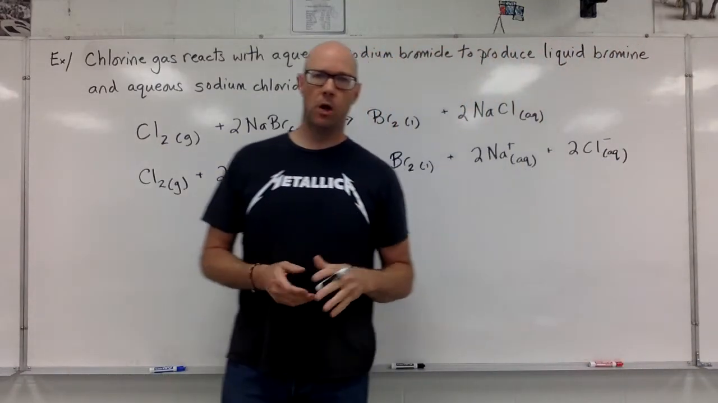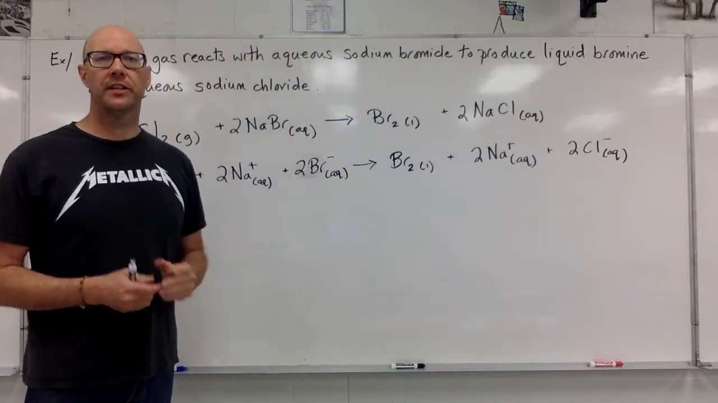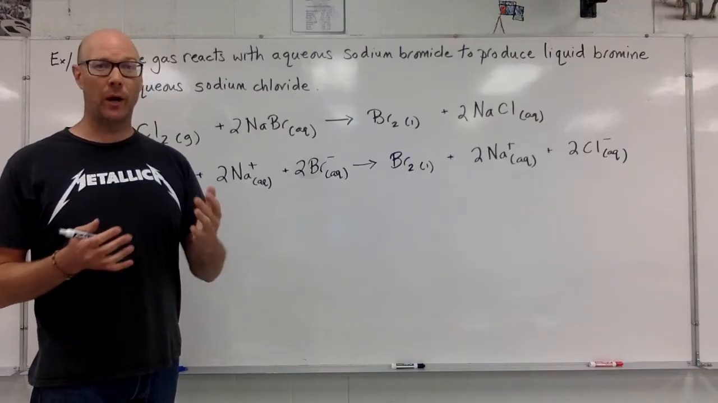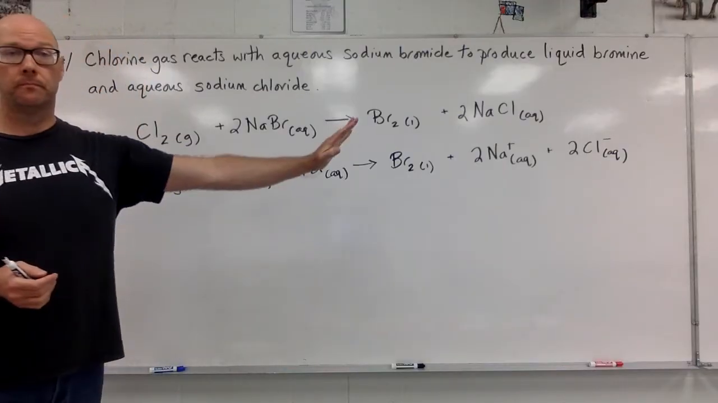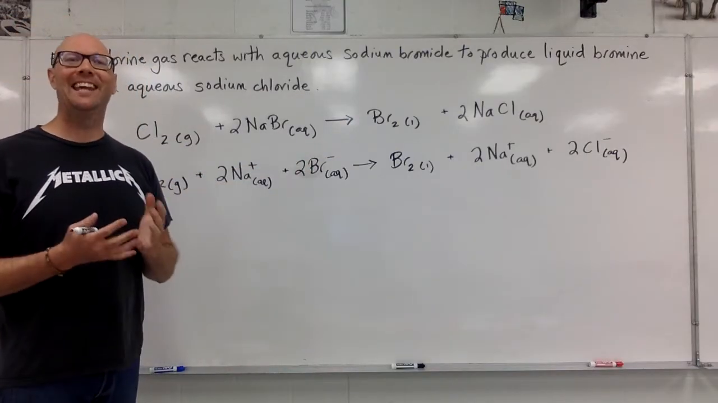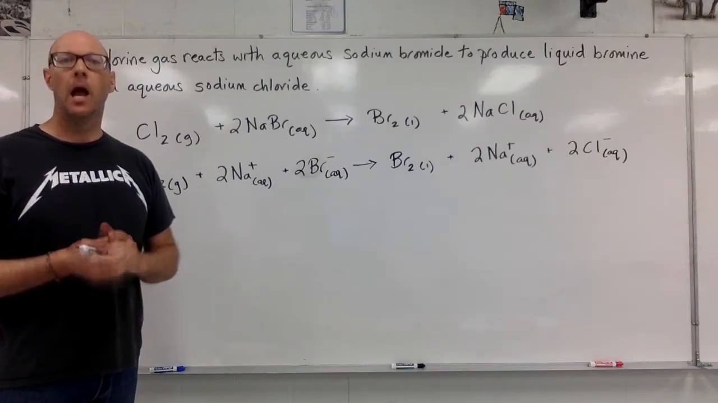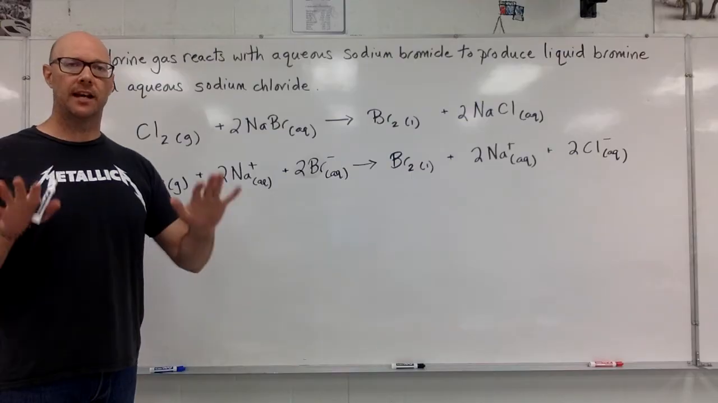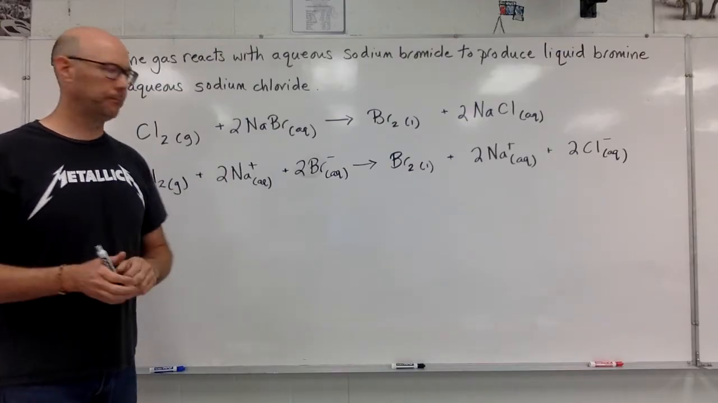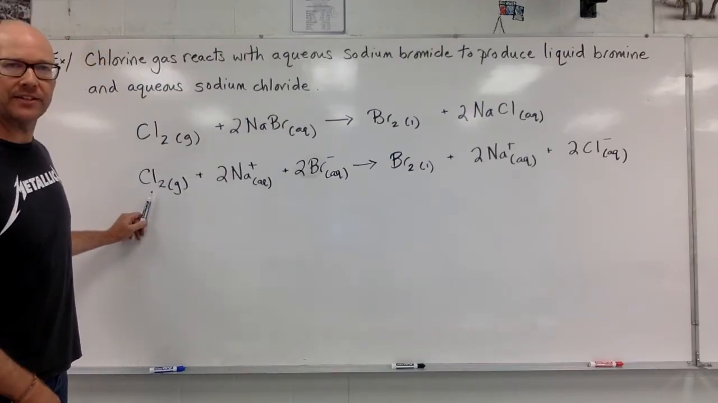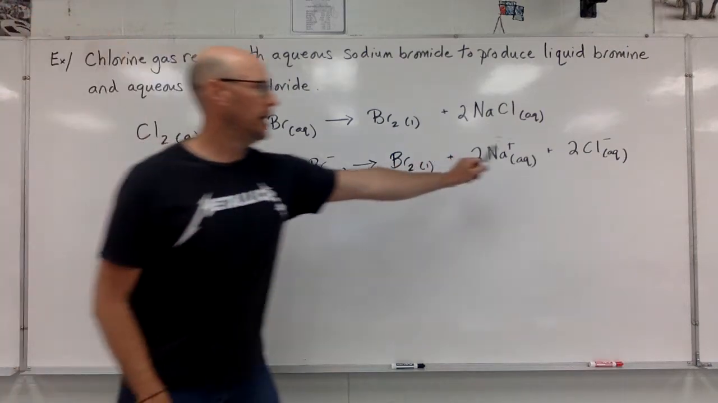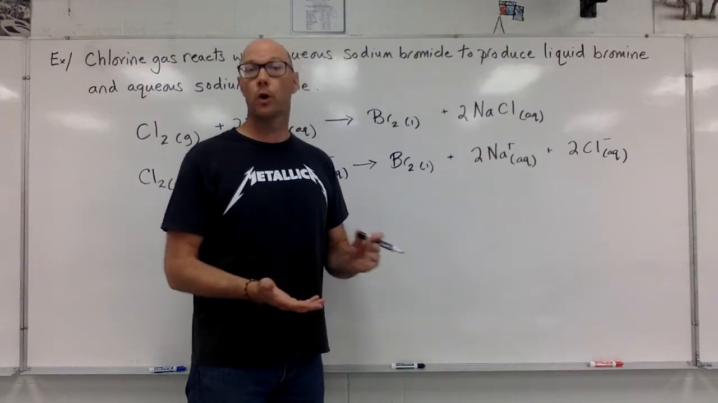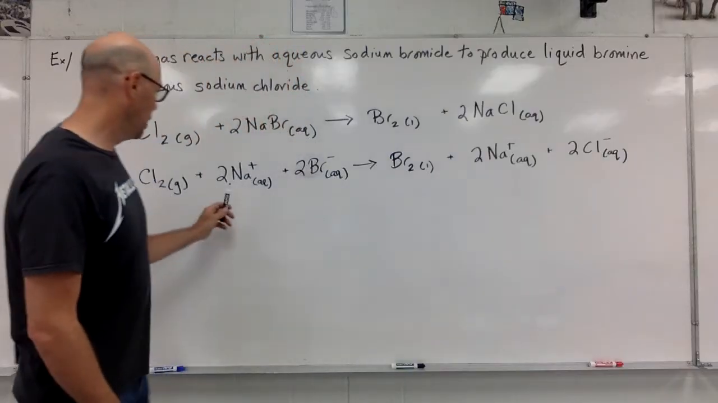This second line, which is full of ions, it's the total ionic equation. This line can get quite long as we dissociate any aqueous substances. My next step is to examine this equation, see if there's anything that's identical on either side. Cl2 gas is not the same as 2Cl minus aqueous. That's not identical. We're not canceling that out.